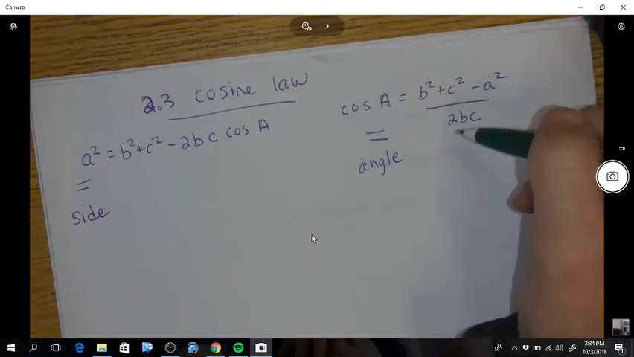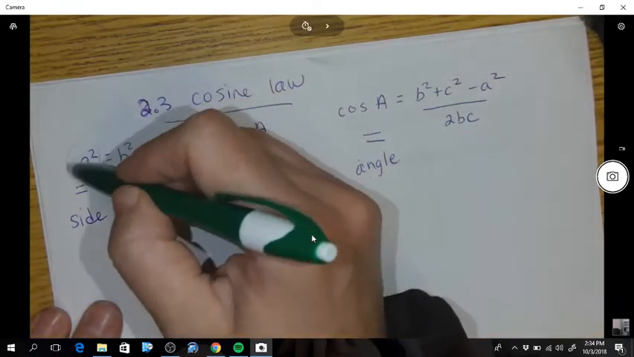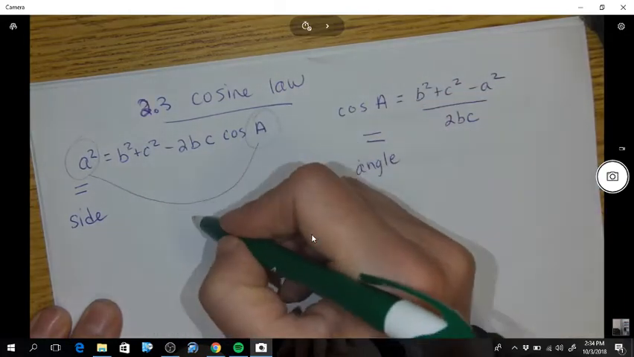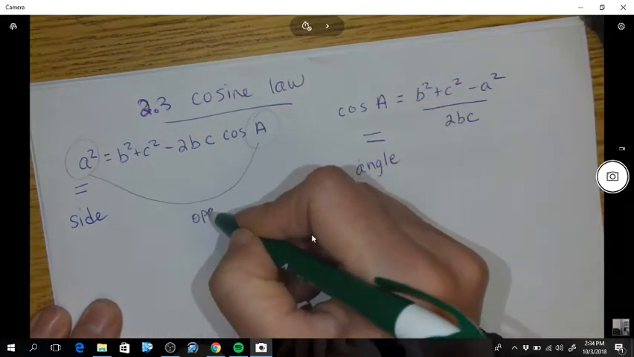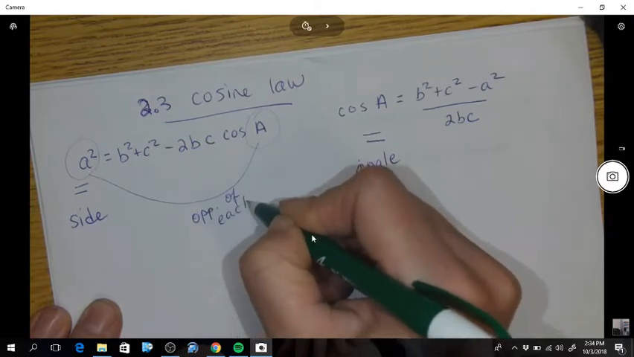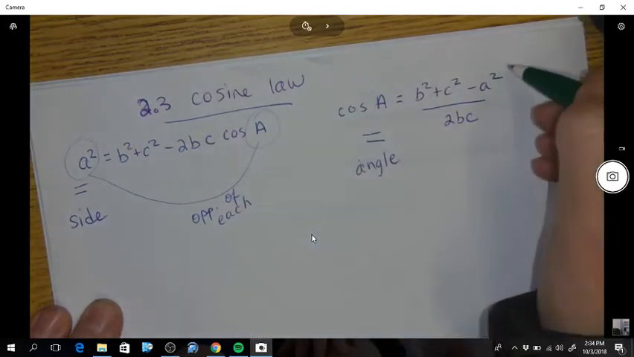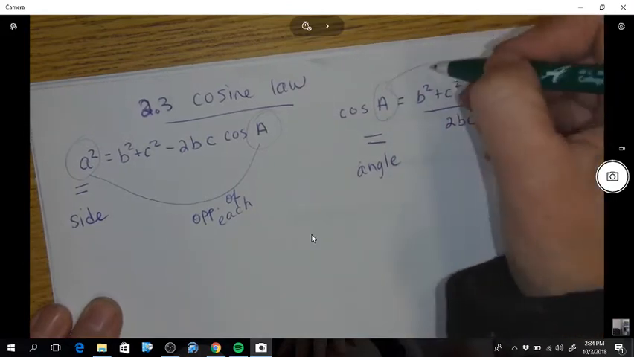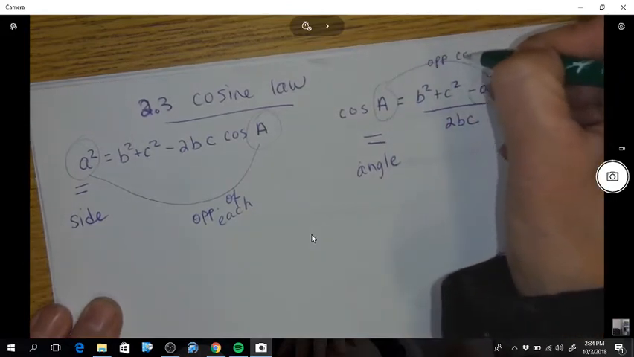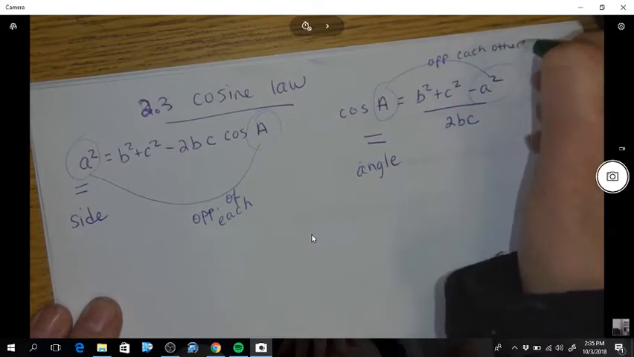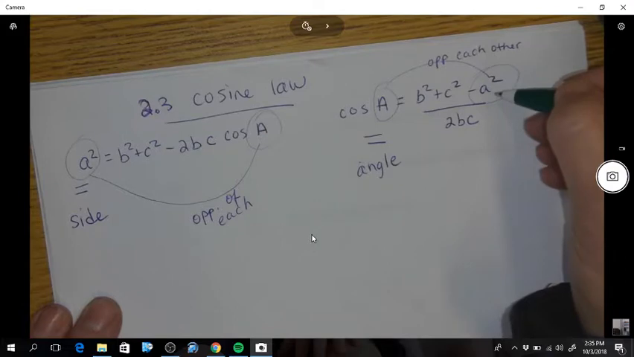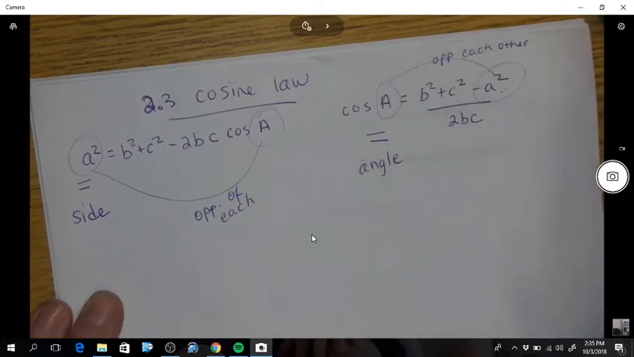Okay, some things to note. This is an A and this is an A, so these would be opposite of each other. And here you see an A and A, so these are opposite of each other. So in this formula you can see that there's one of them that you subtract. This one better be the one that's opposite of the angle.